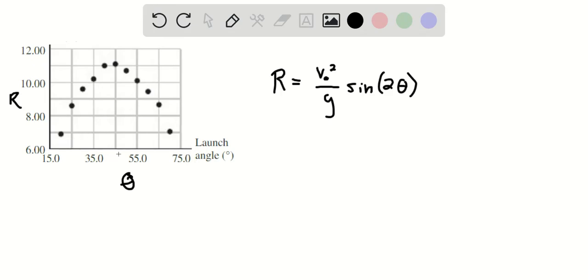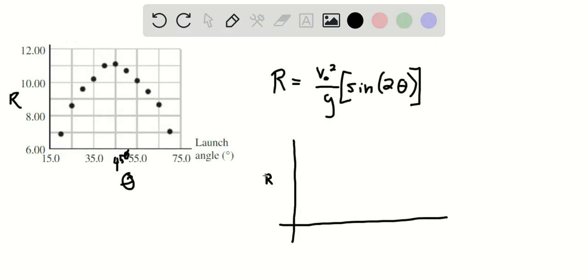And we see a maximum range here at 45 degrees right here in the middle, which is where we should have our maximum range. But of course, this isn't a line. Well, we can make this into a line by, instead of graphing R versus theta, we graph R versus sine 2 theta. So we're going to make a different sort of graph here, R versus sine 2 theta.